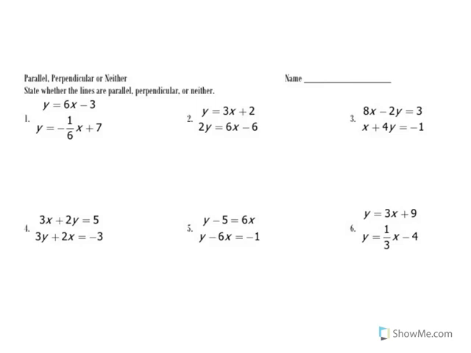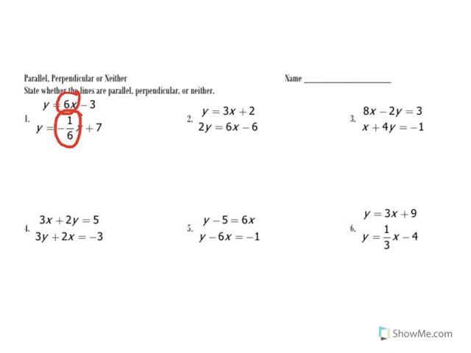Okay, you are supposed to state whether the lines are parallel, perpendicular, or neither. To do this, you must get y by itself first, and then compare the slopes. For number one, y is already by itself, so you can just look at the coefficient of x, which is the slope, and look at the numbers.